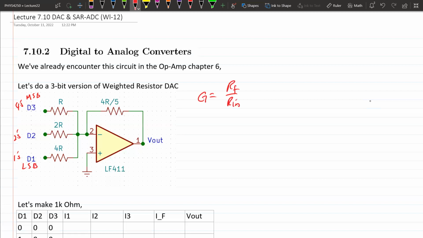In this case, RF is the same among all 3 channels, but RN is 4 times bigger on the least significant bit. The most significant bit has whatever R is, let's say it's 1K, and then this one would be 4K. So you can see that this channel has 4 times the gain compared to this one. And that's basically how we're going to do this digital to analog conversion. Sorry, wrong way.